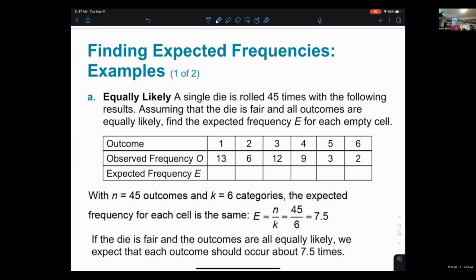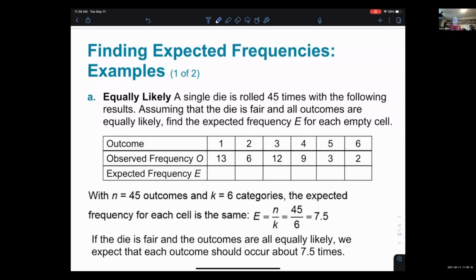A single die is rolled 45 times with the following results. Assuming that the die is fair and all outcomes are equally likely, find the expected frequency for each empty cell. So here they have the observations in row 1, and then below it you would say, well, how many would I expect to see of a 1, 2, 3, 4, 5, or 6 if they were equally likely, if it was a fair die?